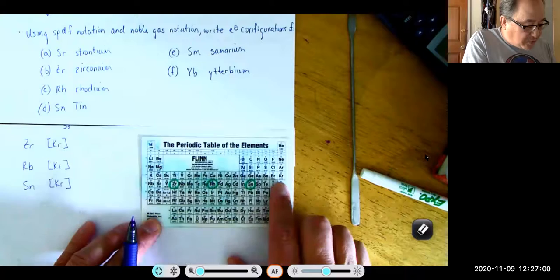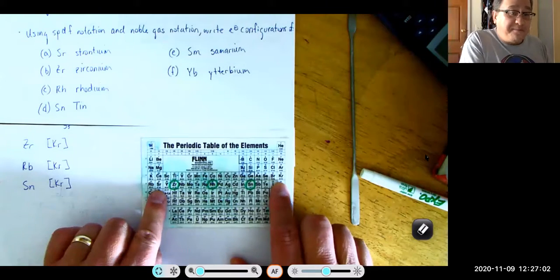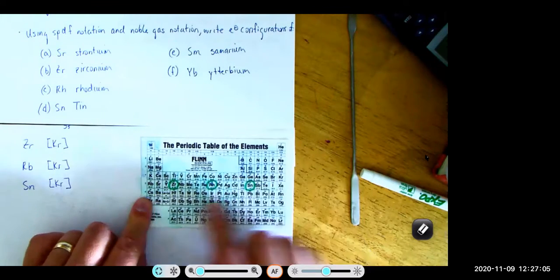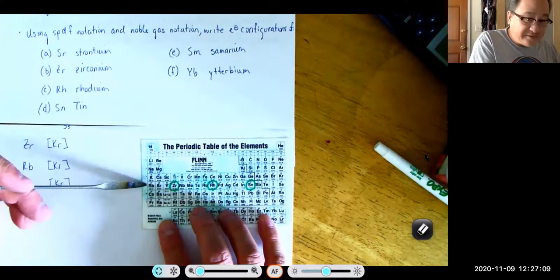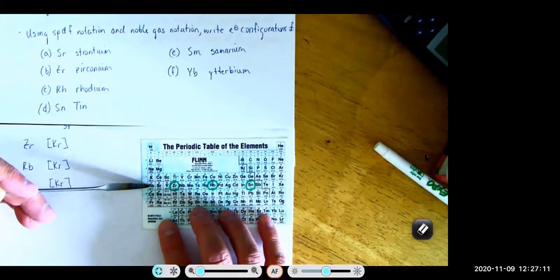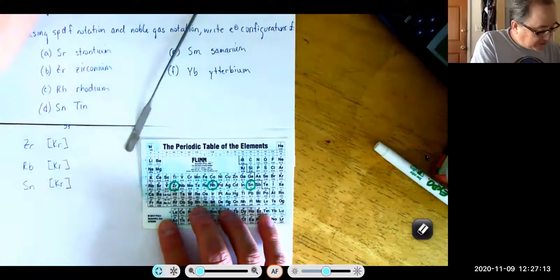Do you see that we start with krypton because it's the noble gas before it? Okay, so what is this? 5s. 5s2.